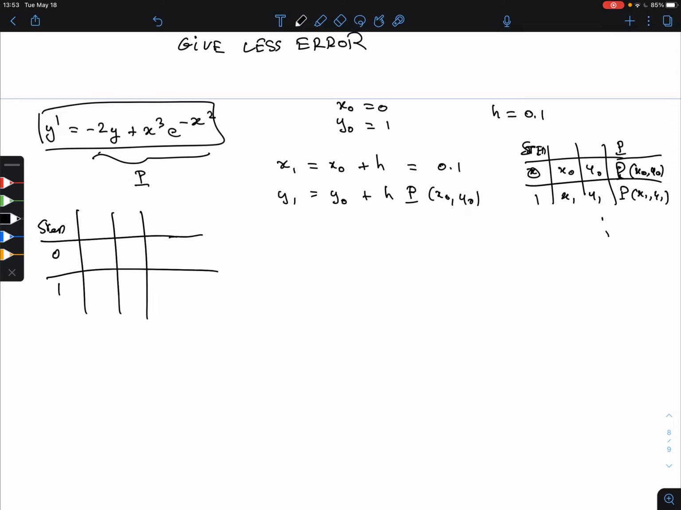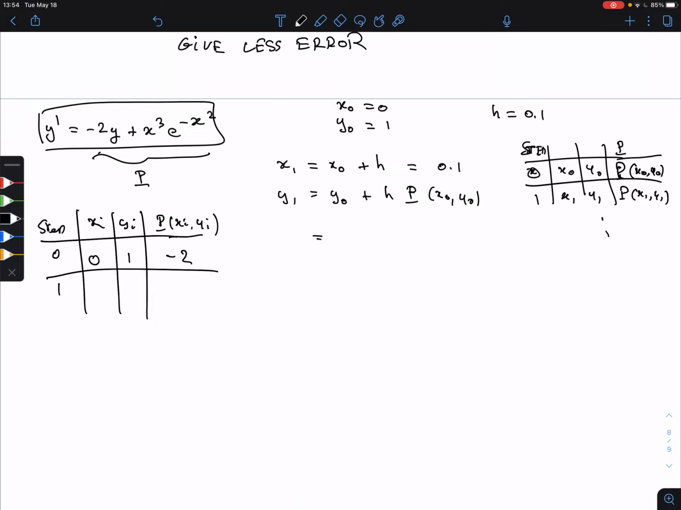In step 1, x0, we said, is 0, and y0 is 1. So this is the axis, xi, and this is yi, and this is p of xi, yi. So depending on i, that's what I calculate. So x0 was 0, y0 was 1, so what happens if I plug that in? I think we did that already: 0, 1, that was negative 2, right?